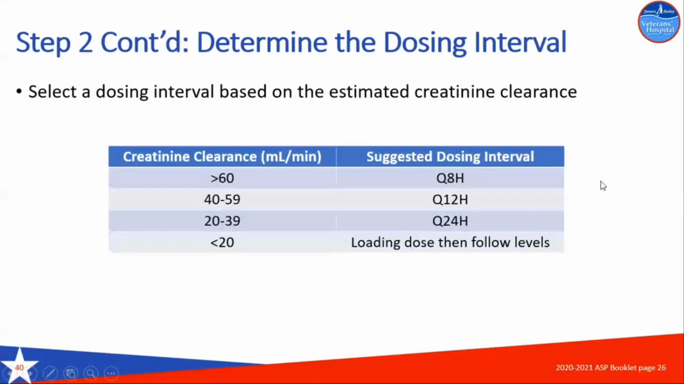So finally, you want to select a dosing interval based off your renal function. Typically, we'll do Q12 here just because our patients tend to be a little bit older and they don't tend to tolerate Q8-hour regimens. If you're working somewhere with very young patients, then Q8-hour dosing could be an option.